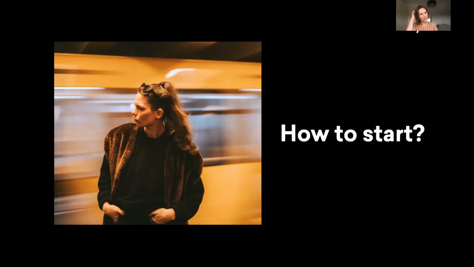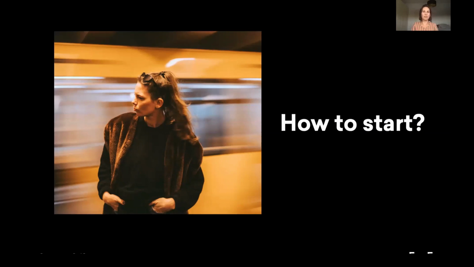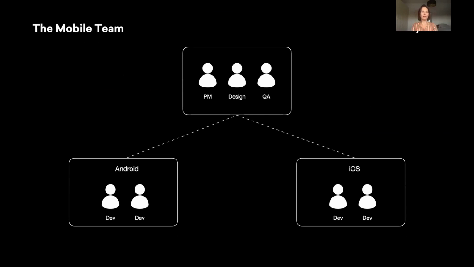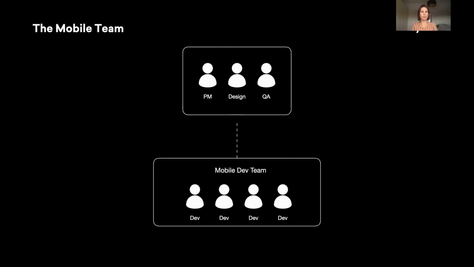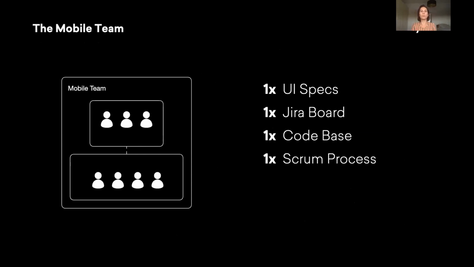The first part was easy. So we have this team, and the first step, we need to merge the teams. We need to have a united team. So, okay, we're going with this one mobile development team. By that, we already had the solution. We have only one UI spec. We have one Jira board for the entire team, one code base, and also one Scrum process. So the non-developers didn't need to do double Scrum processes anymore. So the outcome here is our united team.